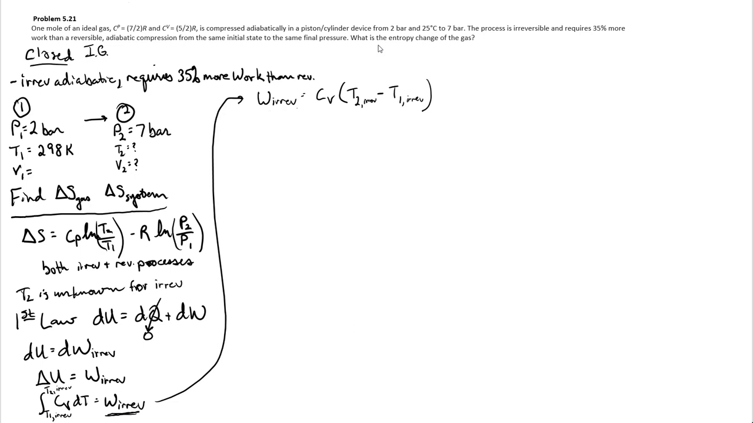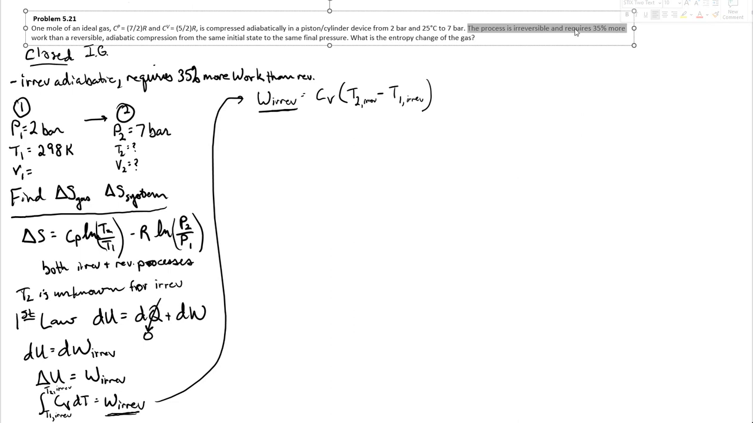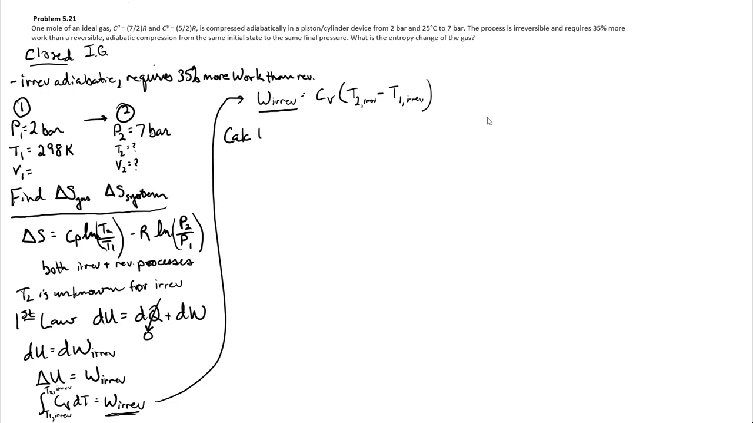But that still leaves us, how do we calculate the work for the irreversible process? That's where we bring in this information here. The real process, the irreversible process, requires 35% more work than reversible adiabatic compression from the same initial state to the same final pressure. So what this is saying is that we need to calculate the work for the reversible process for the same initial state and same final pressure, same P2.